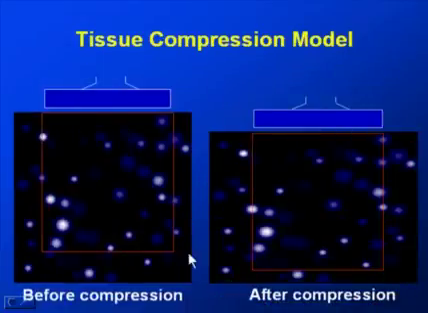So if you look at it as a simple tissue compression model, you can see here with the transducer before compression, then you apply compression in this case with the transducer, and then tissue structures within your region of interest marked by the red box will have shifted. You can see, some of these will have moved down, some of these will have gotten flatter, some of these will have moved outside the structure.